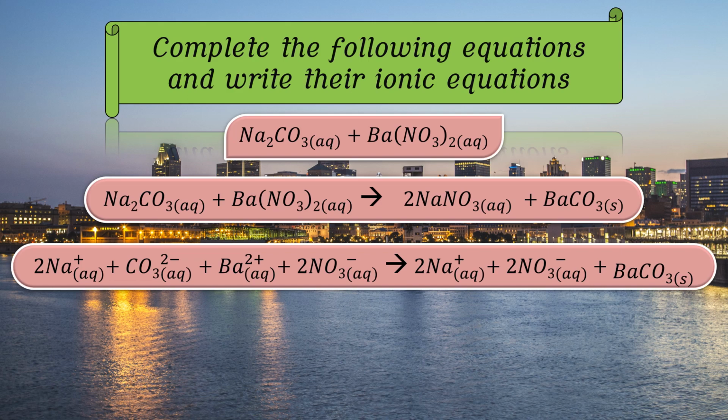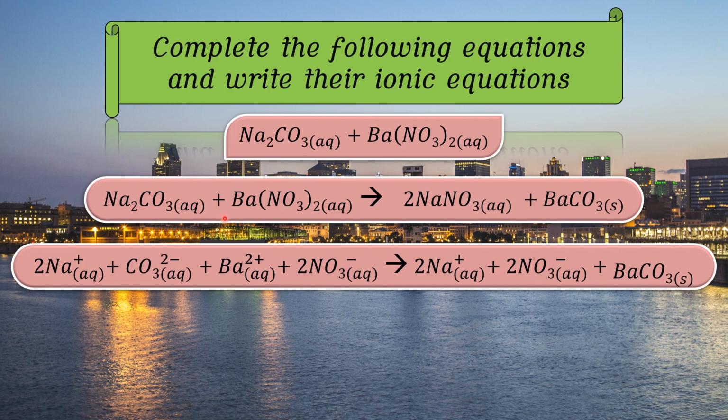Liquids, solids and gases do not form ions. Then the second step, after writing all the ions present in the reactants and the products, we delete the ions which appear both as reactants and products. We delete the ions appearing on both the reactant and product side. These ones we call spectator ions. They do not participate in the reaction, so we delete them.